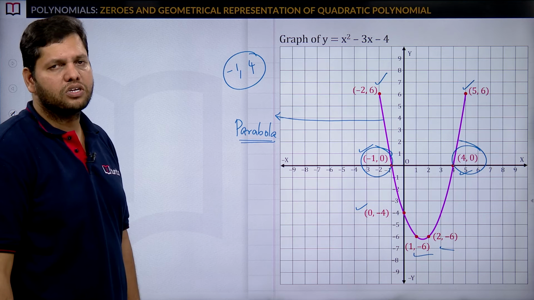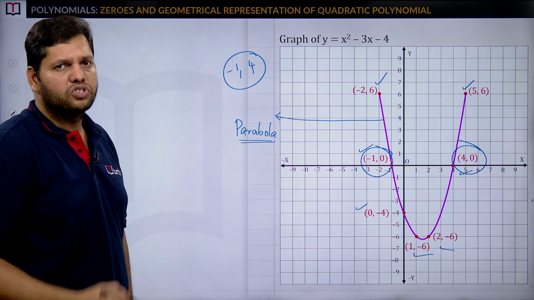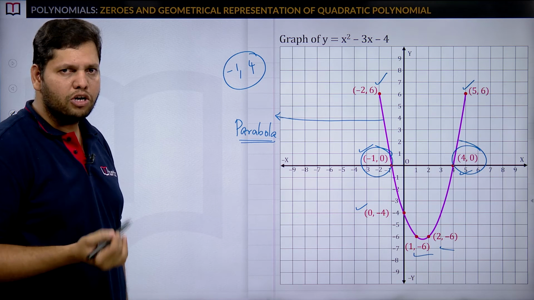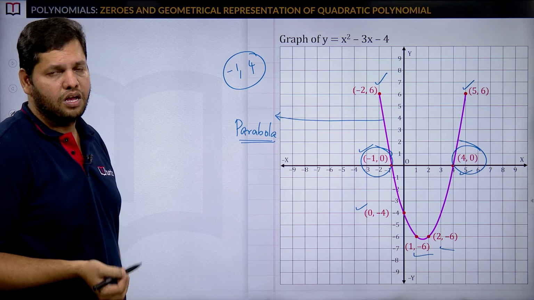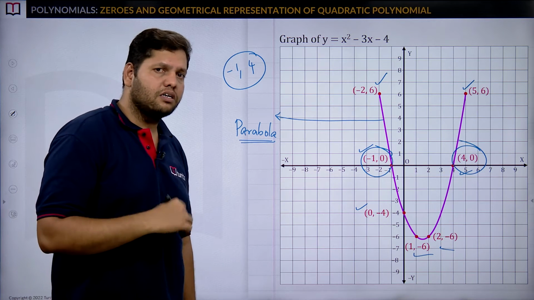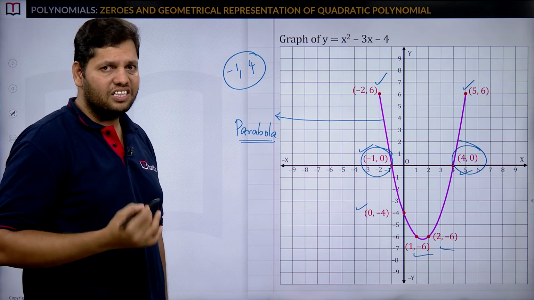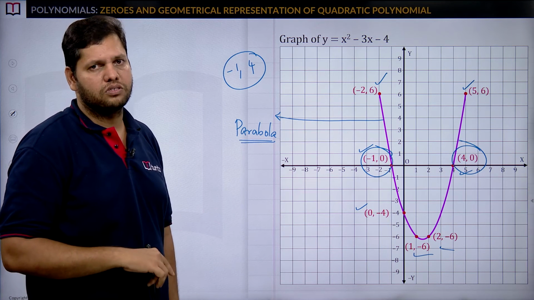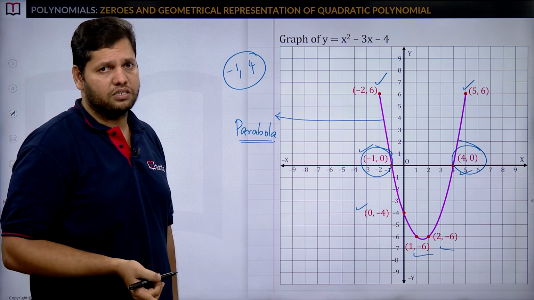Clear, children, regarding this graph? Or any doubts? Children, first find the zeros of the polynomial expression theoretically. After finding them theoretically, then draw the graph. After drawing the graph, just compare both the values. Are they equal or not?